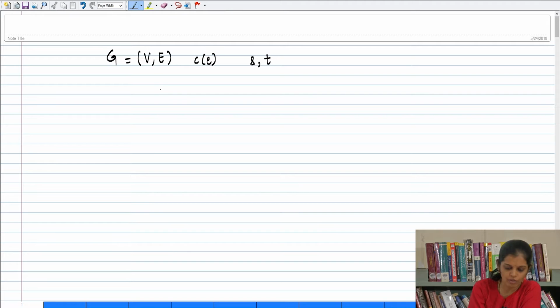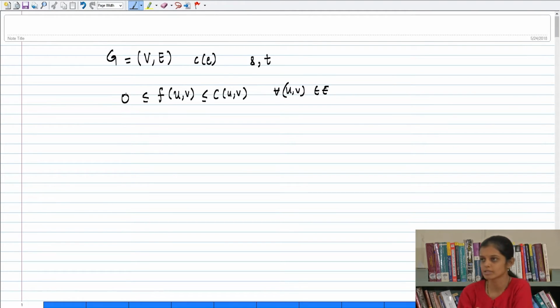So if you have a flow function F, remember always that the flow is a function, that is, it assigns a value, we'll assume integer capacities, and therefore it also assigns non-negative integer values to every edge in the graph, and this is a function, right. So we have a flow function f(u,v) for every (u,v) belonging to E, which is less than or equal to c(u,v) and which is greater than or equal to 0, right. This is what we have.